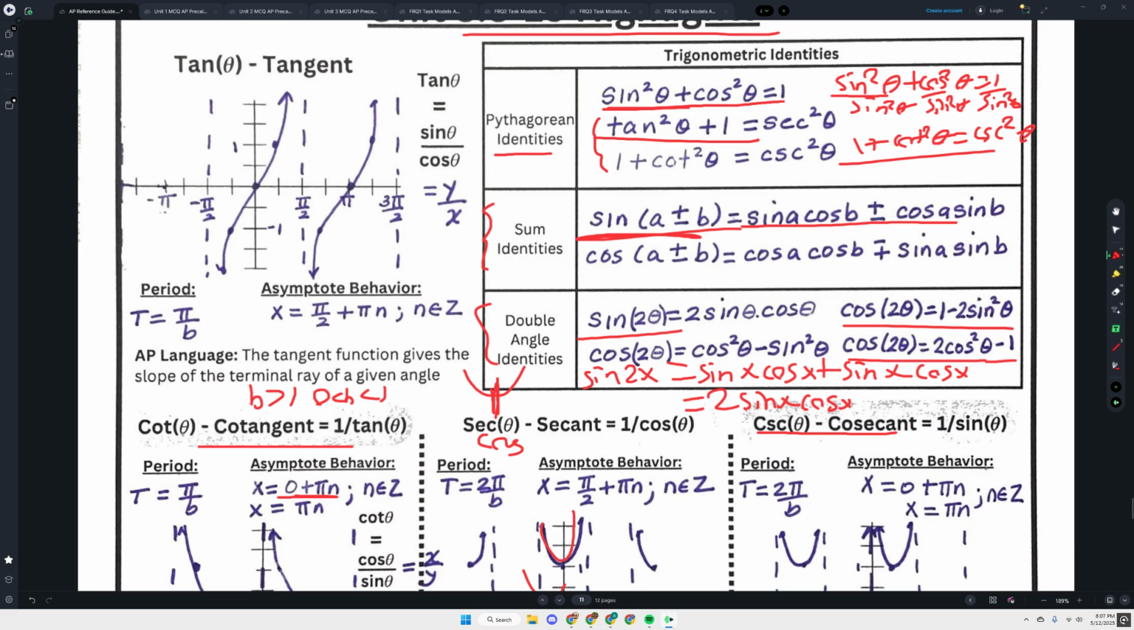What's the question? How do you know to graph transformed arc trig functions for the MCQ? You do not need to know how to graph transformed arc trig. You just have to know how to identify it.